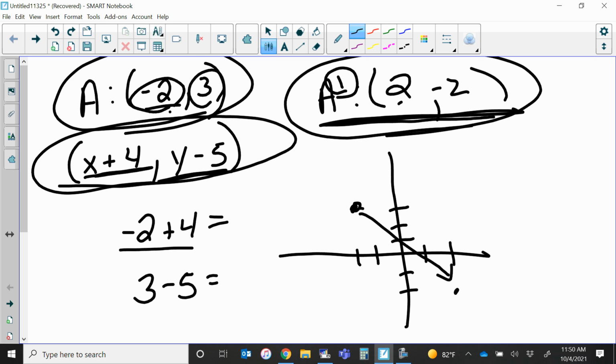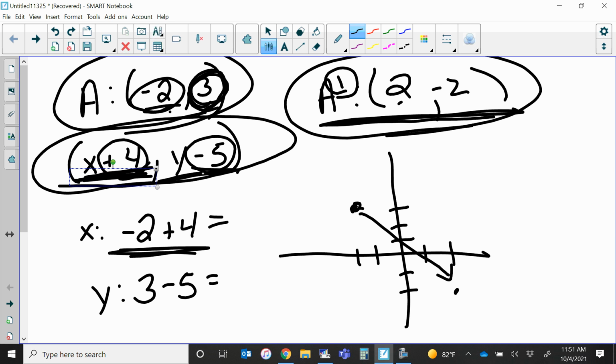So I took this X right here and I added 4 to it. And then I took the 3 and I subtracted 5 from it. So that's where these two things came from. This is the X coordinate. This would be the Y coordinate. And I use this rule to get to my new point. Does that make sense? Do you see how we're combining the two things that we talked about in the bell work?